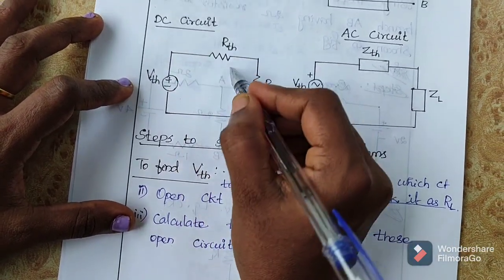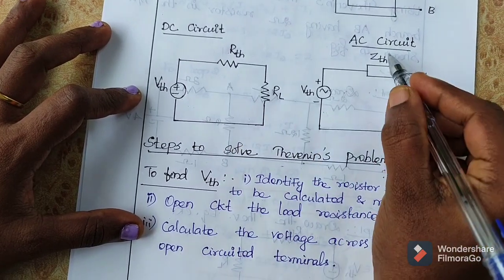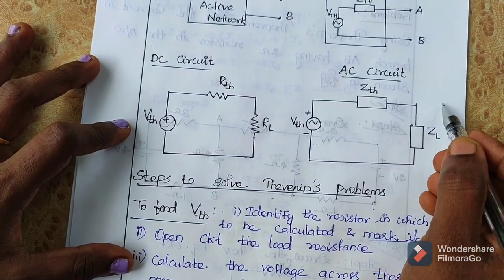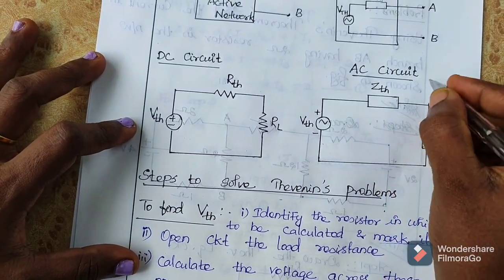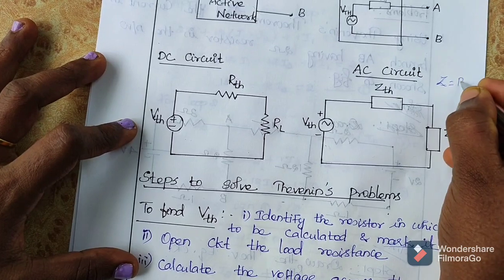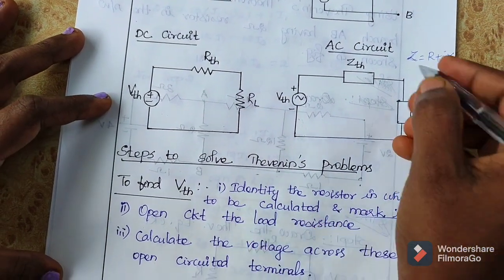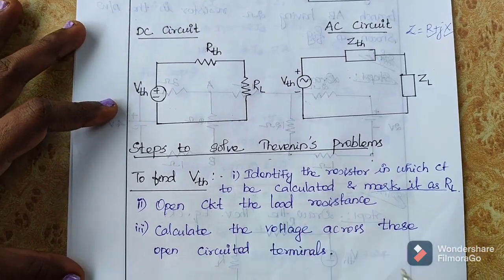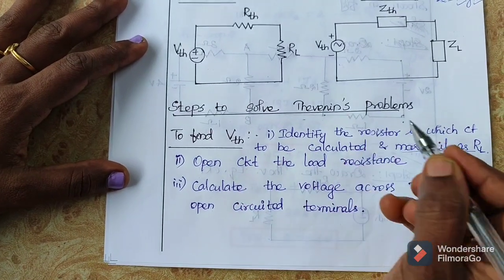In the DC equivalent circuit, we consider only the resistive values, and in the AC equivalent circuit, we consider resistive as well as reactive values. Z means impedance. Z is equal to R plus jX. So the impedance consists of resistive as well as reactive values. Now we will discuss how to solve Thevenin's problems.